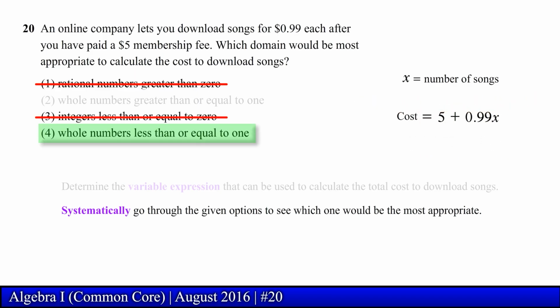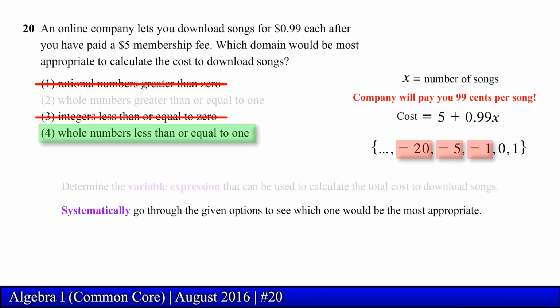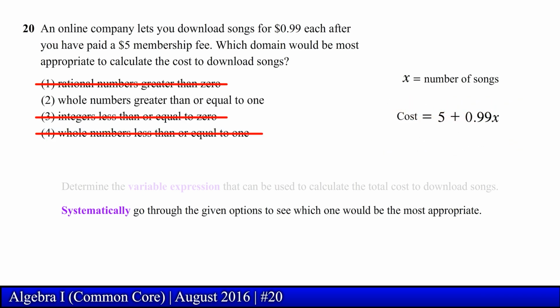Option 4 reads, whole numbers less than or equal to 1. This is very similar to the set of numbers from option 3. As a result, this option will also make no sense for the domain of the variable x. Doing so would make the company pay us money for buying songs. In the end, the option that makes most sense is option 2, whole numbers greater than or equal to 1. And this is our final answer.